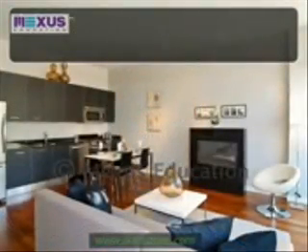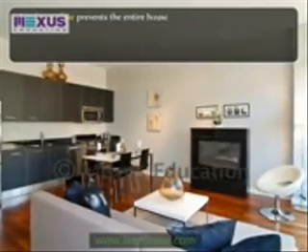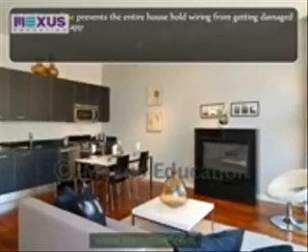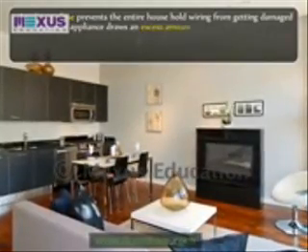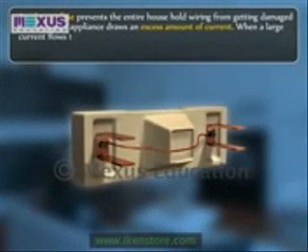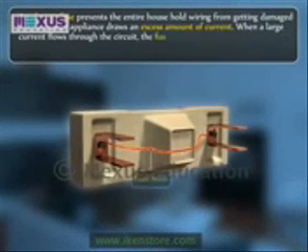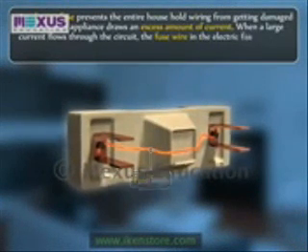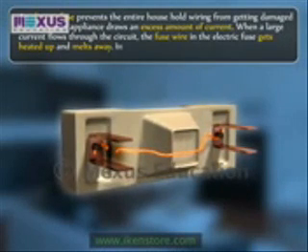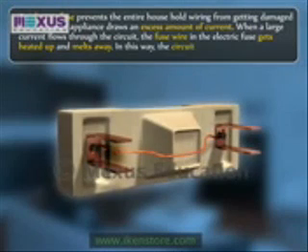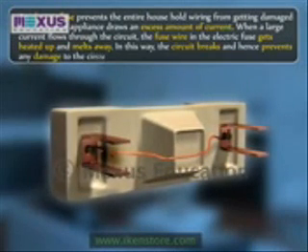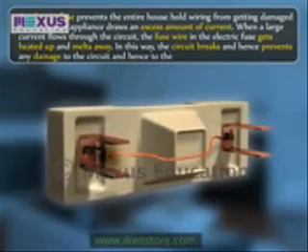An electric fuse prevents the entire household wiring from getting damaged if a particular appliance draws an excess amount of current. When a large current flows through the circuit, the fuse wire in the electric fuse gets heated up and melts away. In this way, the circuit breaks and hence prevents any damage to the circuit and hence to the appliance.